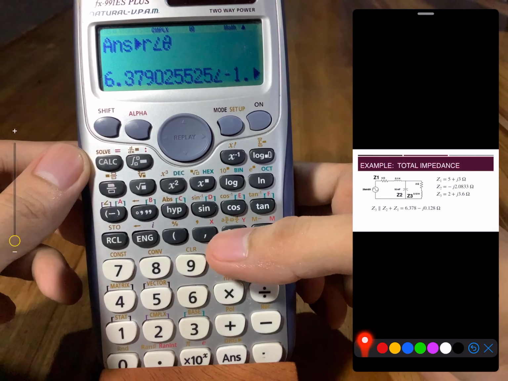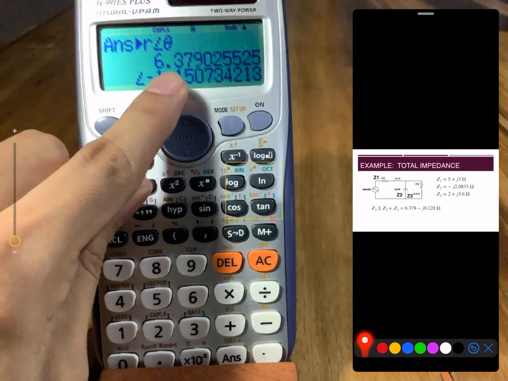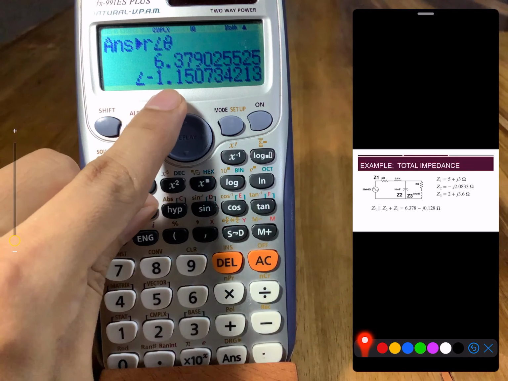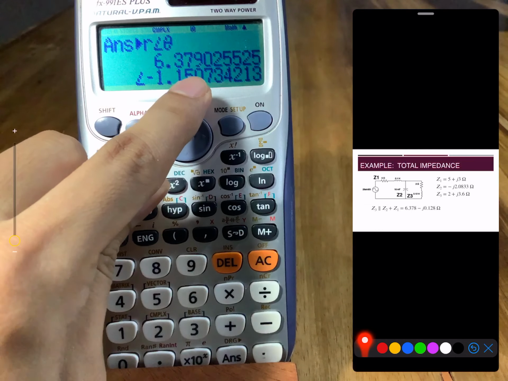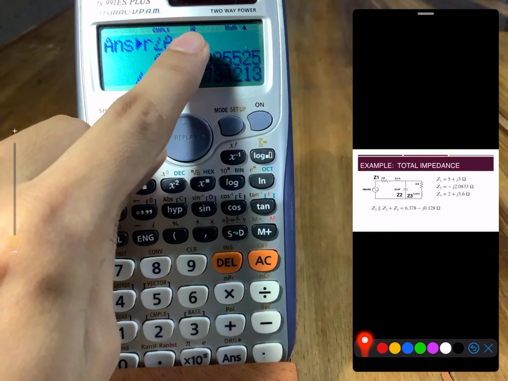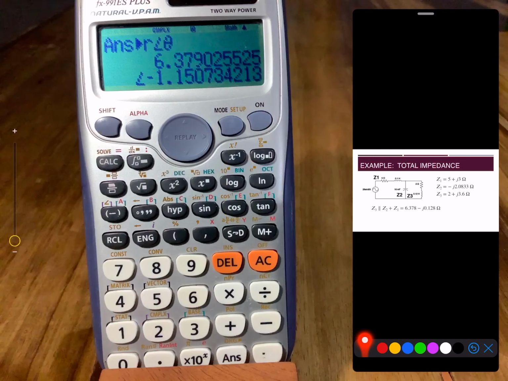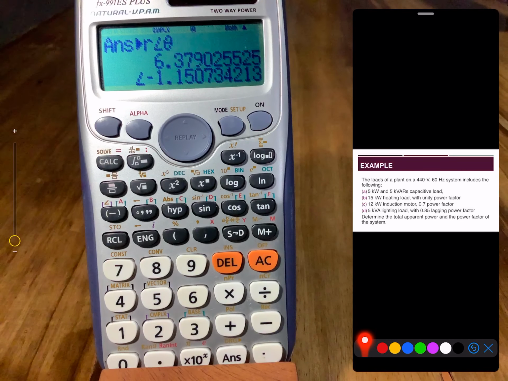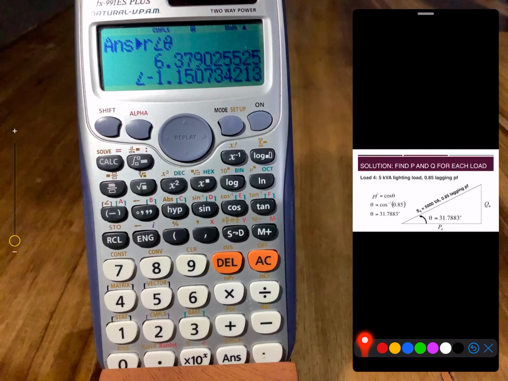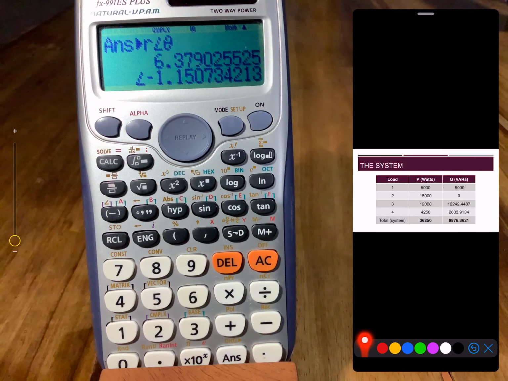And again, press this button. 6.379 angle negative 1.151. The unit for the angle is in degrees, as indicated in the mode of our calculator. So that is for the total impedance of the network. And for the total power, let us recall this given. We have 4 loads of the system, and the power equivalent of each load is summarized in this table: loads 1, 2, 3, and 4.